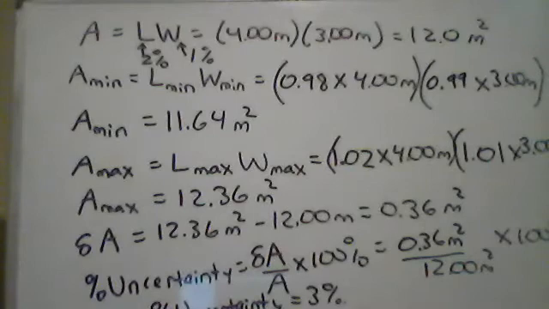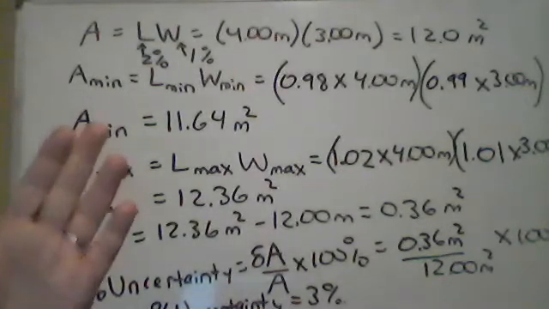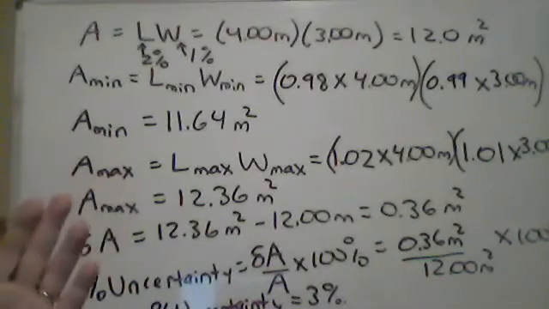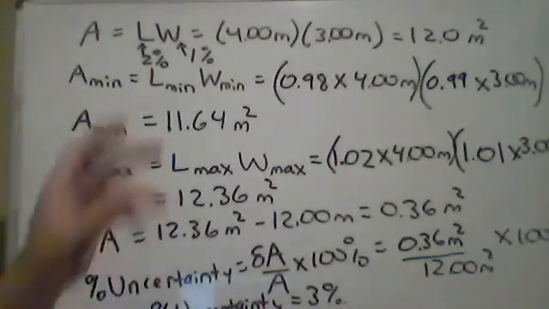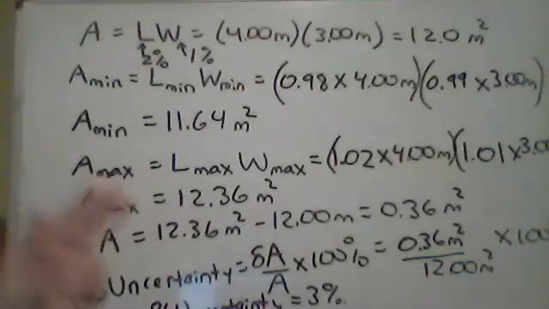So that means that I have to ask the question, well, how small can it be, or how large can it be? Again, 4 meters is nominal. It could be 2% smaller or 2% larger. If it's 2% smaller, then that really means that 100% minus 2% is 98%. That means that my length is really 98% of the nominal value.